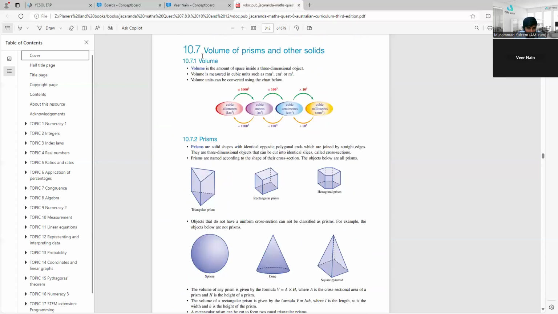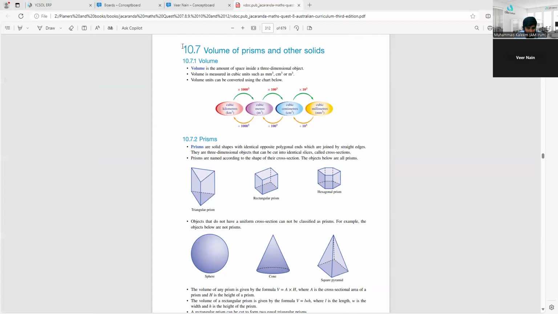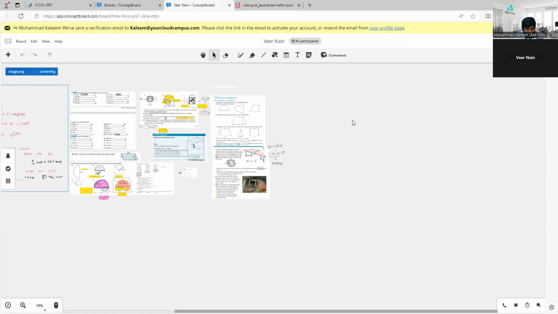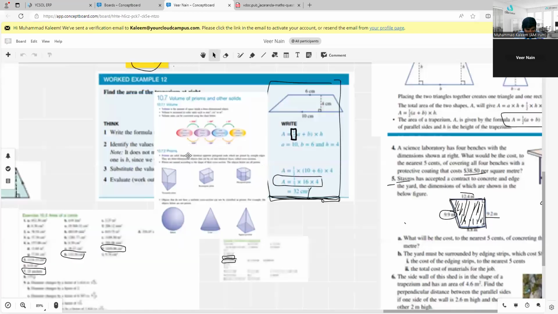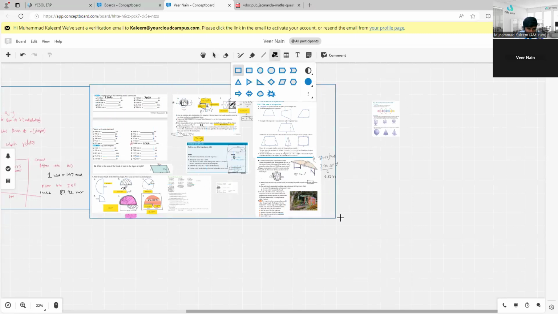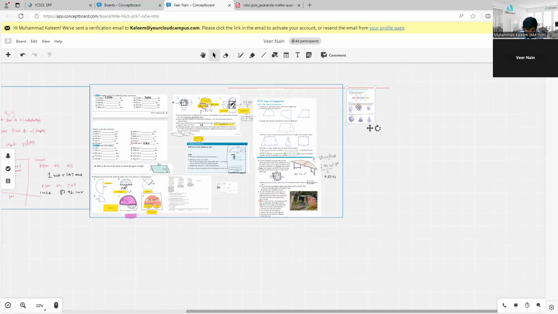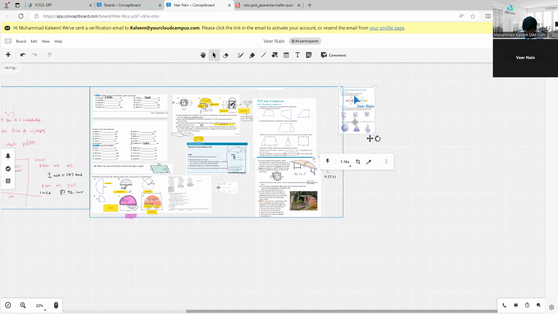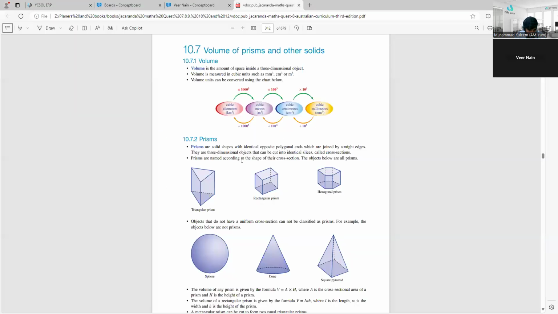Today our topic of discussion is volume of prisms and other solids. Here we have an introduction that I pasted at my position. You can check. We check it out, this introduction. It's very easy. Maybe you already did this topic. Maybe you already know about this one. Okay, check it out.